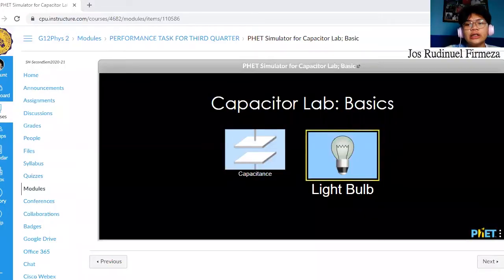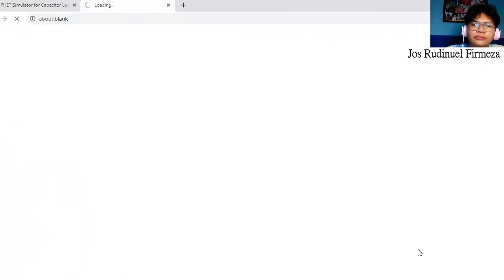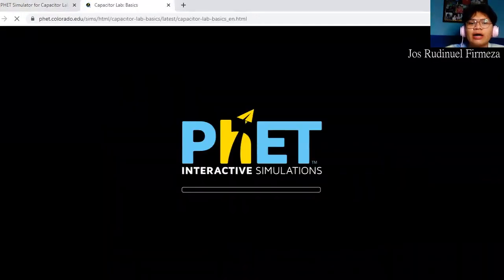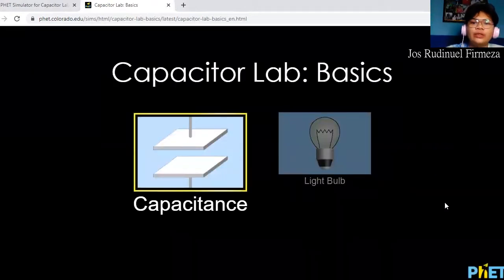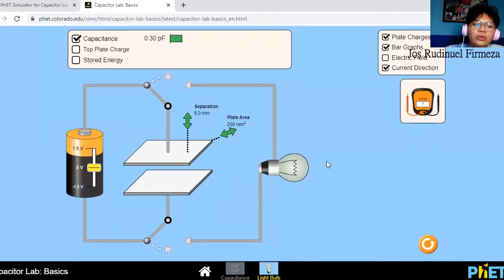So the first thing that the group should do is to open their Canvas account and look for Physics in the courses, click on modules, and then look for the PhET simulator and click it to open. Once clicked, wait for it to be fully loaded. And then you will see capacitance and light bulb. Click on light bulb and then you will see a parallel plate capacitor on your screen.